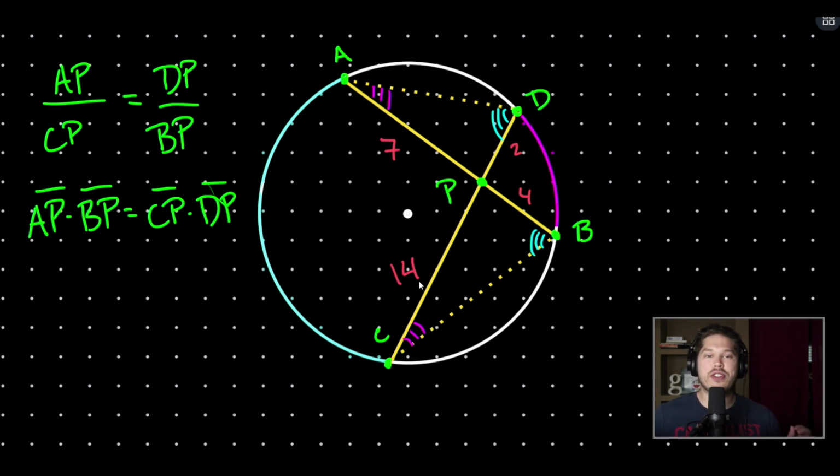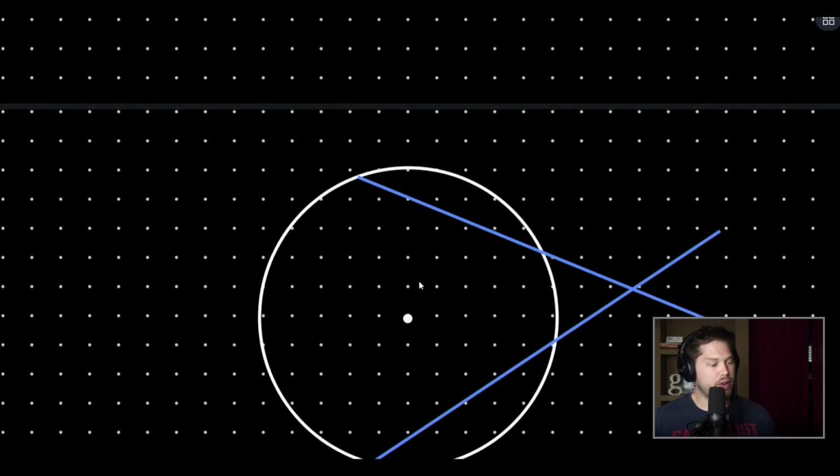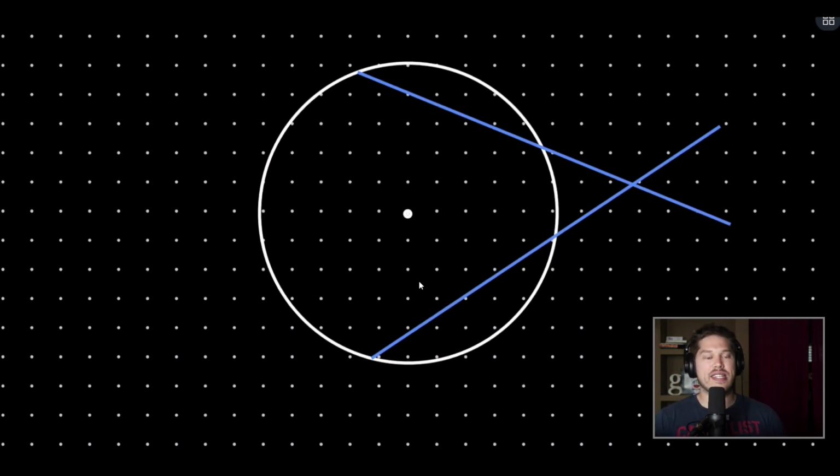Fantastic. So this was two chords intersecting. This is the chords power of a point theorem. But what about the secant? What's different whenever two secant lines intersect? It's very similar, but it's a tiny bit different. So go ahead and pause the video and see if you can figure out the difference on your own. Here, I'll get you started just a tiny bit.